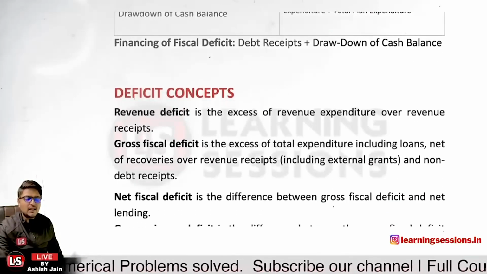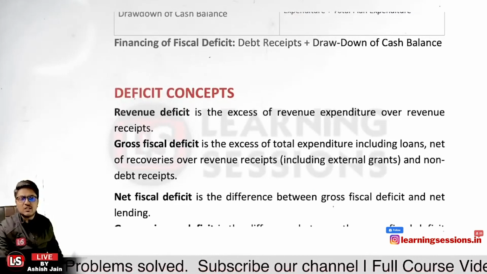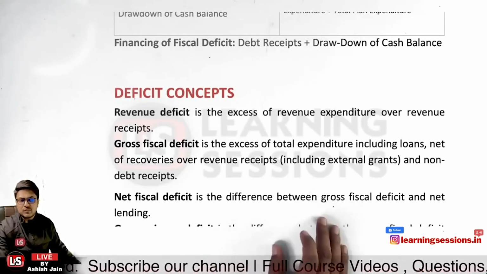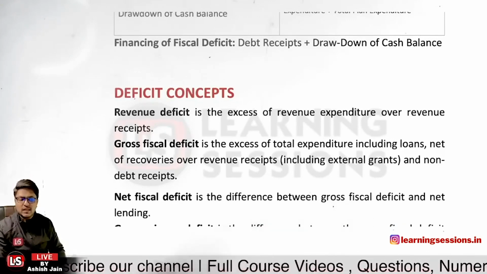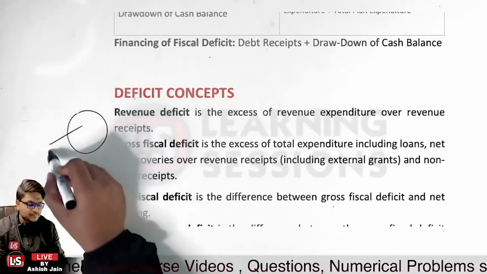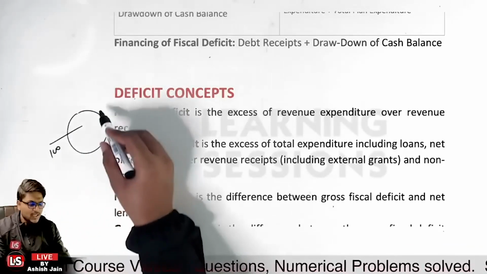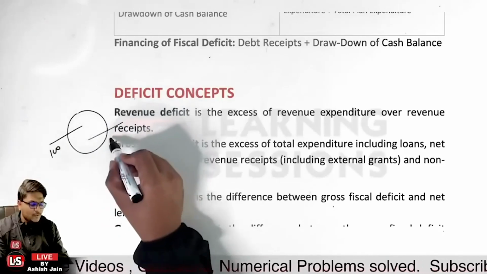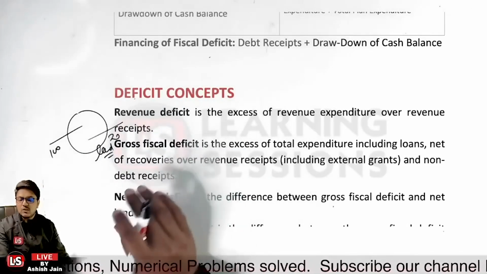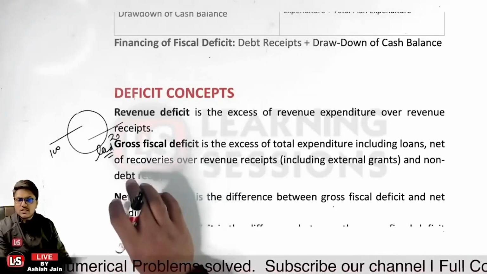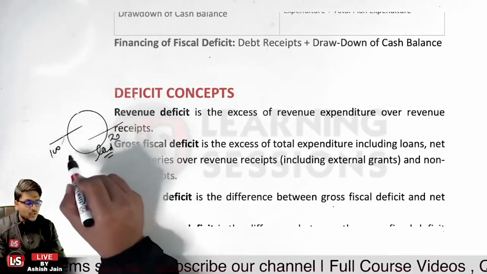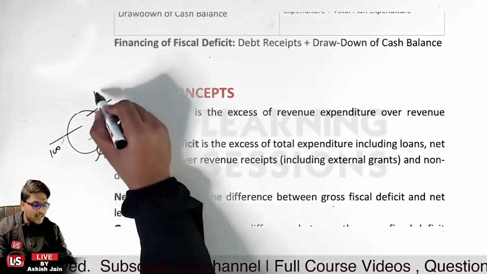Okay, and when we say net fiscal deficit, it is the difference between the gross fiscal deficit and the net lending. So let me tell you a scenario over here. Let us take the case that you have receipts equal to 100, and further you have lending of 20 rupees, where you have lent the amount to different parties. It may be the case that you have lent the amount to the states, or to other governments.